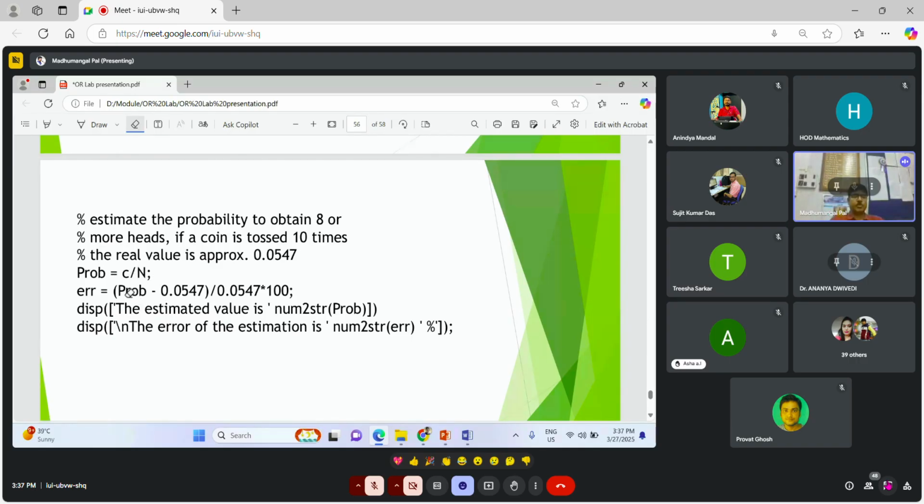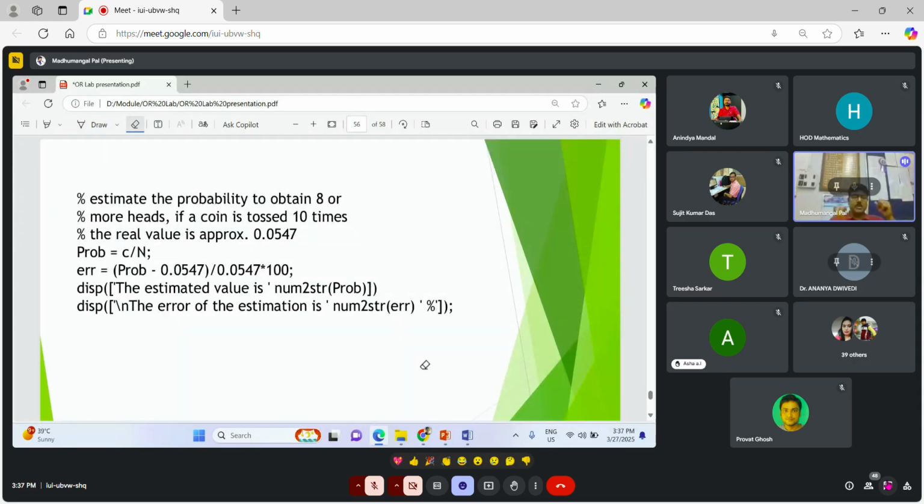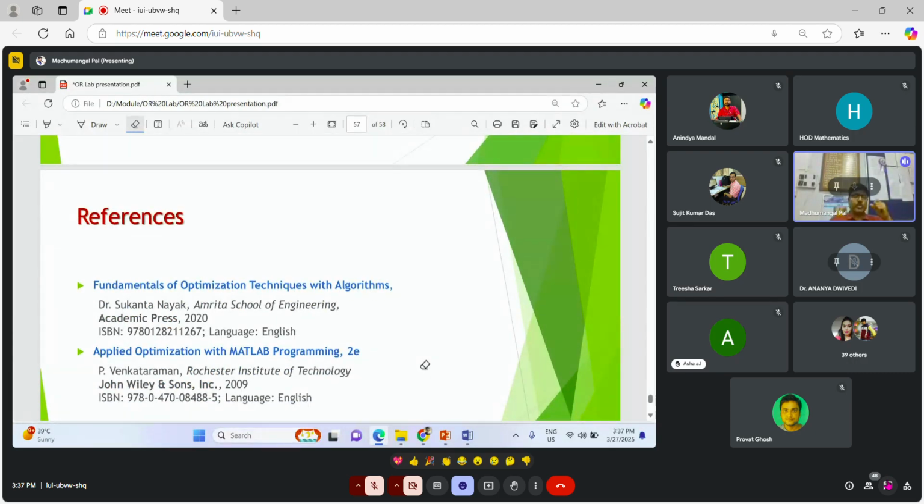And if you want to calculate the percentage of error, then take the probability minus the exact value as per theoretical probability, and divide by the true value. This probability means the approximate value, 0.547 is the exact value, and the difference is divided by the exact value. So this gives the relative error, and then it is multiplied by 100. So the total expression gives the percentage of error. And then we print the estimated value, that is the probability, here. And in the second line, we have printed the error term. Okay, that's okay.